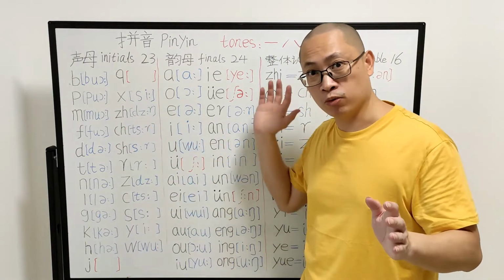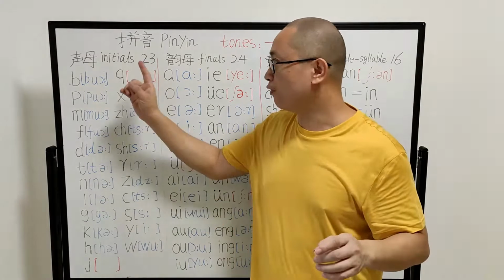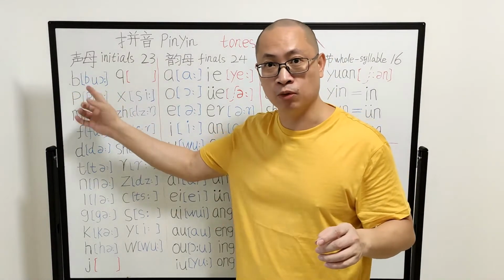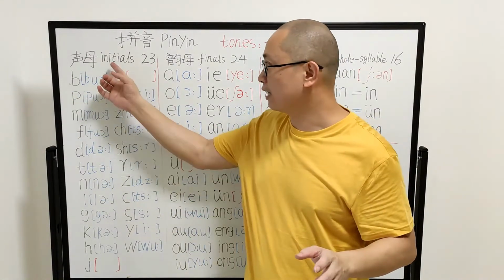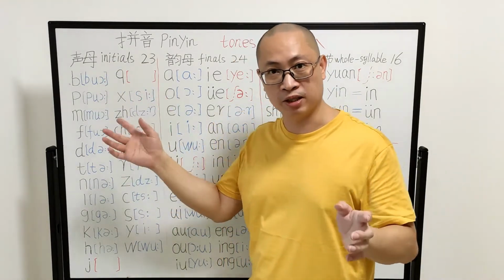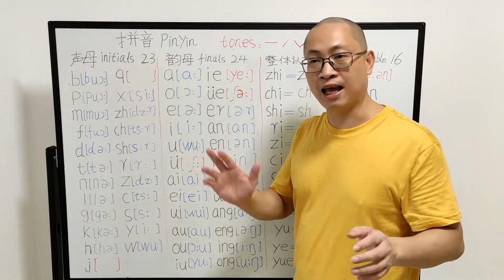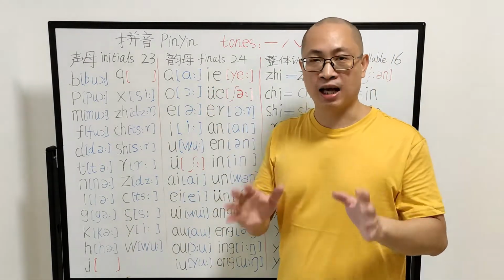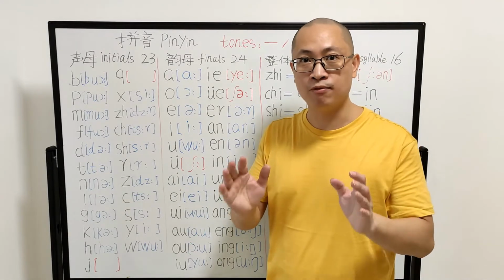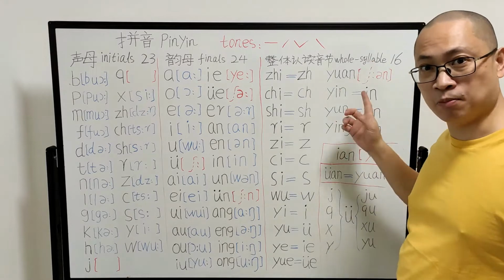All the symbols are divided into three different groups. The first group is Shengmu, translated as initials, but I'd rather call it original voice. The second group, Yunmu, translated as finals, but I'd rather call it rhyming voice. The third group is whole syllable.